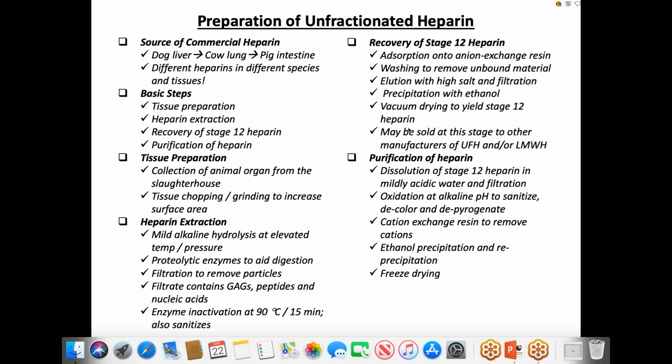So then you do cation exchange. So you convert all cations. You might have calcium, you might have magnesium, you might have something else. And so you convert all of those into sodium, if you want sodium heparin. And then you do another ethanol precipitation and reprecipitation to generate a final heparin. So this is the process for purification of unfractionated heparin.